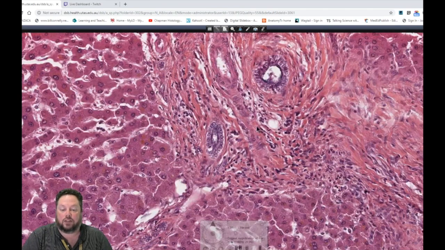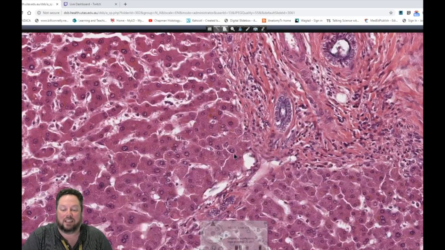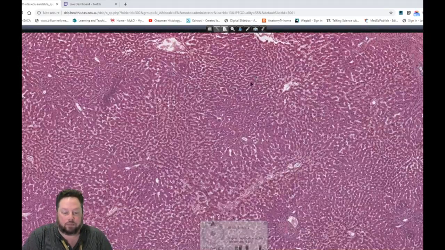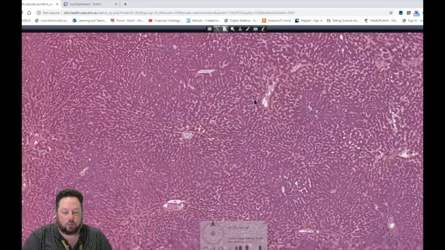Generally, though, if I'm going to ask a question in an exam, it's going to be quite easy to distinguish that you're looking at a section of the liver. So I'm not there to try to trip people up.